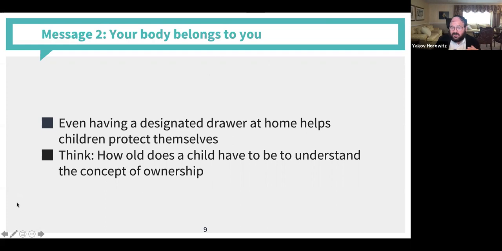So, one way I like to think about it is that our Chachamim, our sages, they had it right a long, long time ago. And the Gemara talks, kabdehu v'chashtehu. Kabdehu, give kavod, but chashtehu, be suspicious. So that doesn't mean they should be suspicious of every adult and think that every adult's an abuser, but they should know what types of things are not okay. And the research shows that this top one here, even having a designated drawer at home helps children to protect themselves. So this is the gestalt of it.